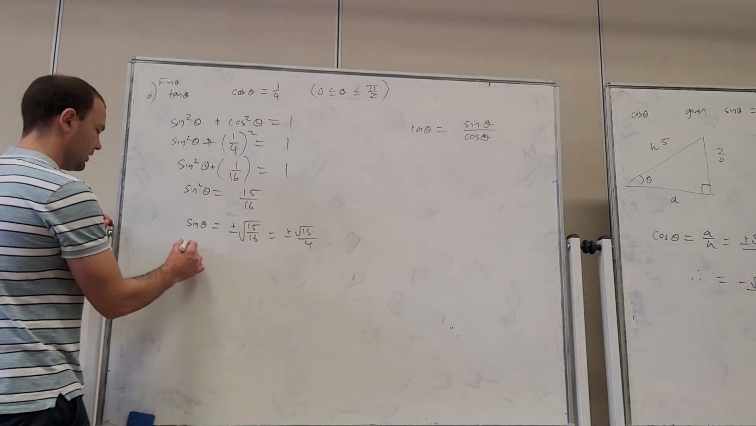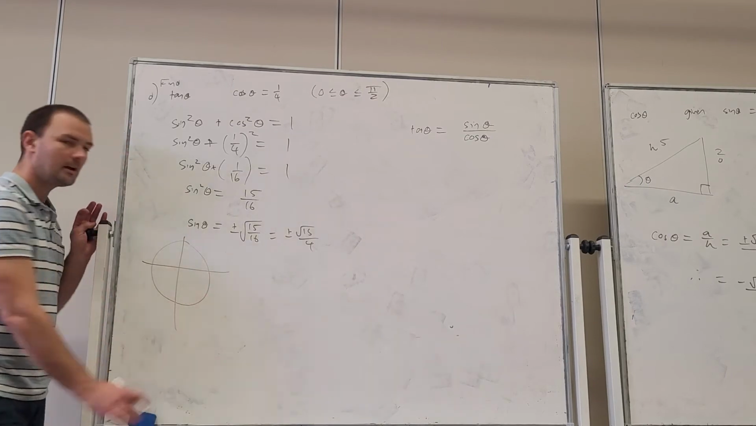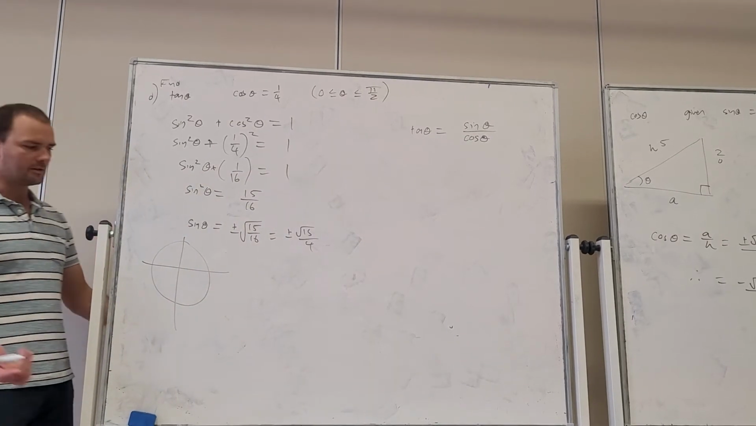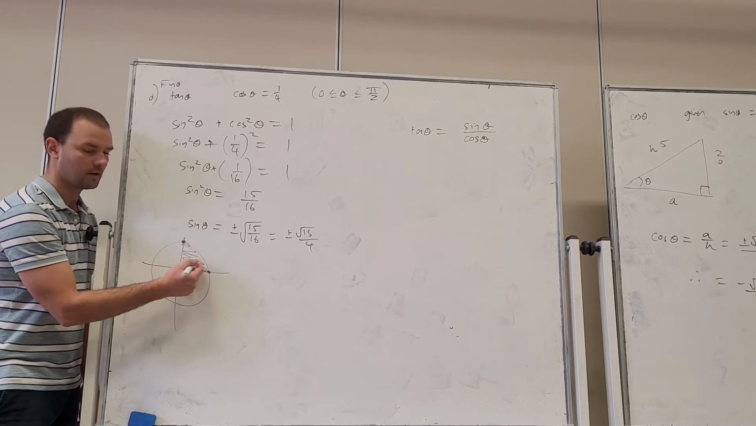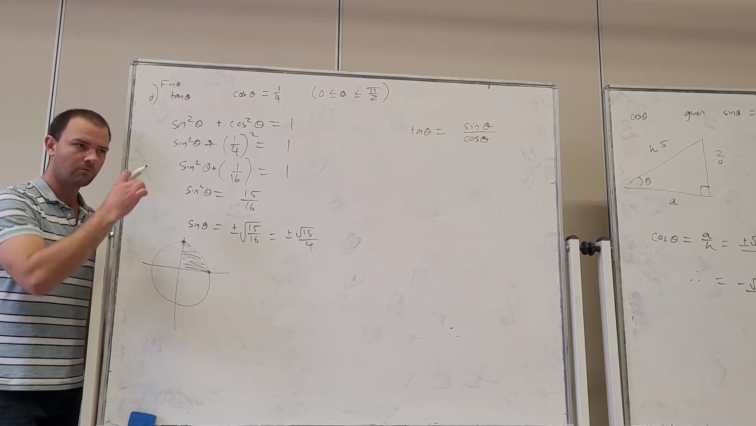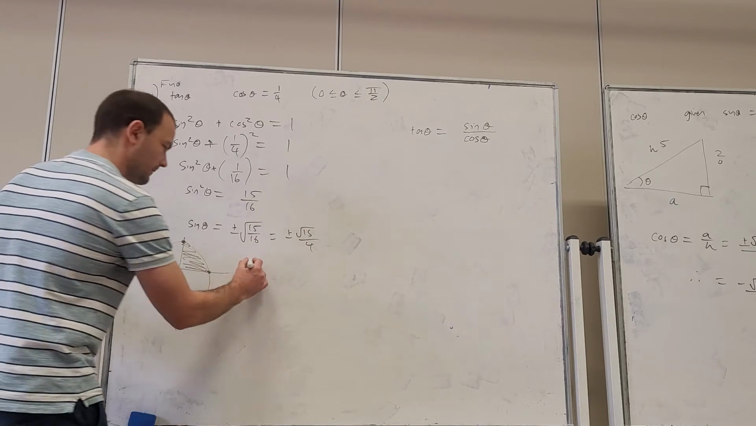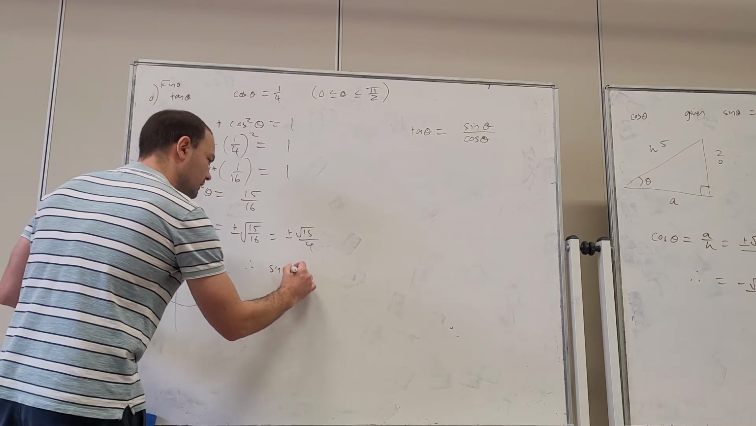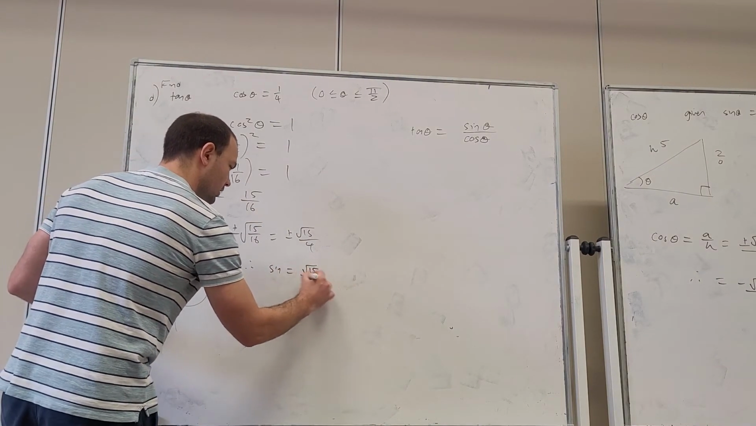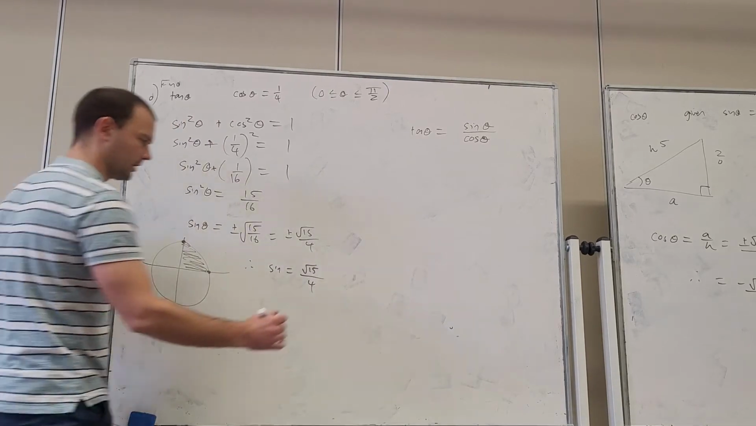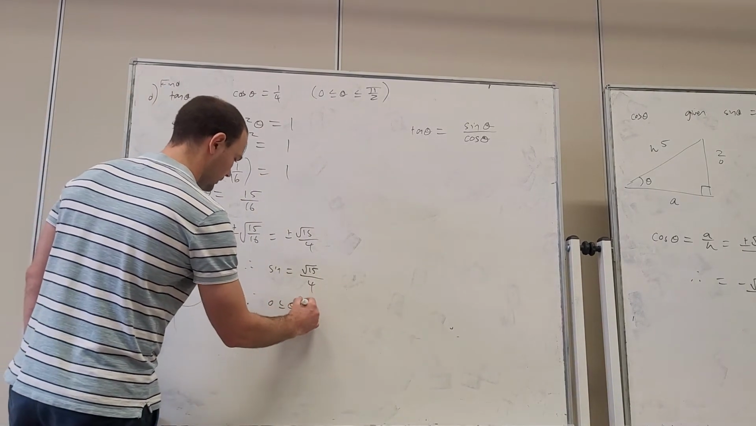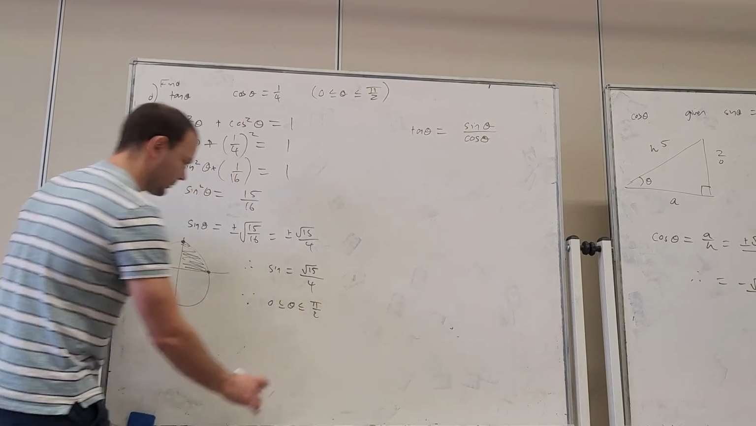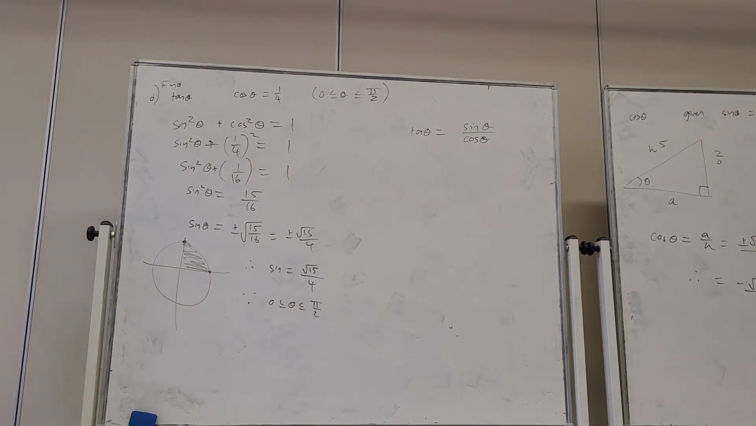So let's consider the region. So here's our unit circle, and if it helps, draw it. And we're talking about between 0 and pi on 2. We're talking about this region. And in this region, all ratios are positive. So therefore, sine is going to be root 15 on 4, because of the region, 0 less than theta less than pi on 2. Because we're constrained to that region, everything's positive. We reject the negative solution.